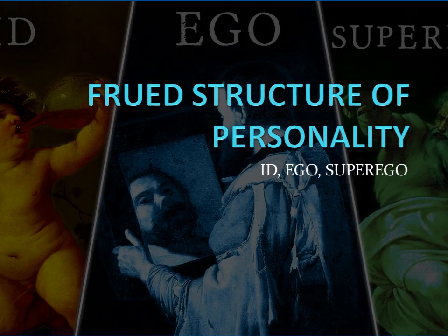So, who was Freud? Freud was a pioneer of psychology and he proposed that our personality is made up of three interacting parts. And the three parts influence how we think, how we feel, and how we behave. And these three parts are the id, the ego, and the superego. Now let us dive in so that we may get a greater understanding about Freud's structure of personality.